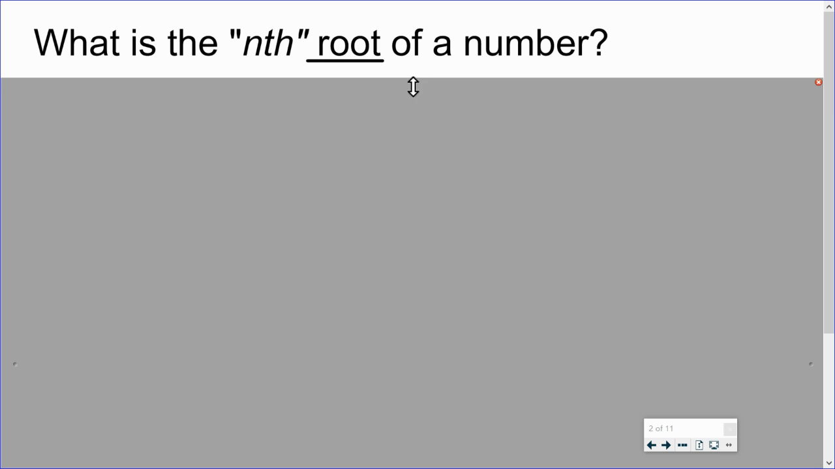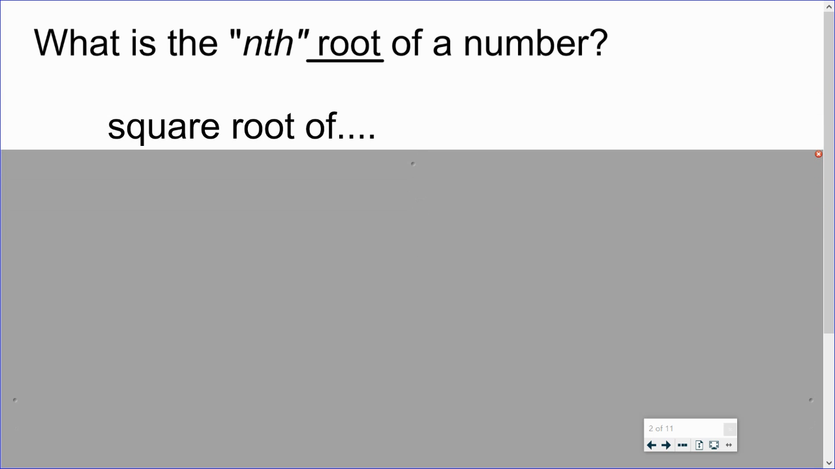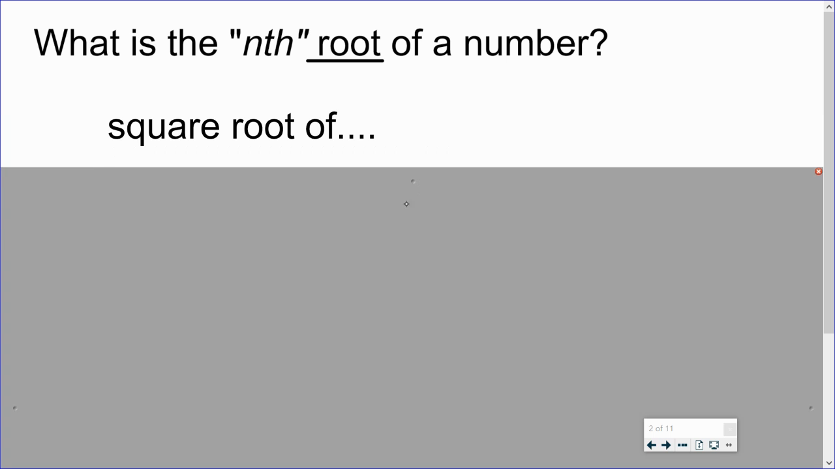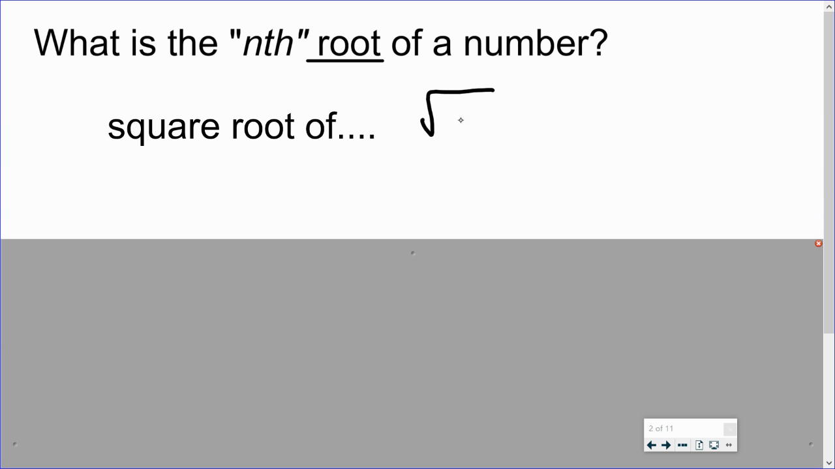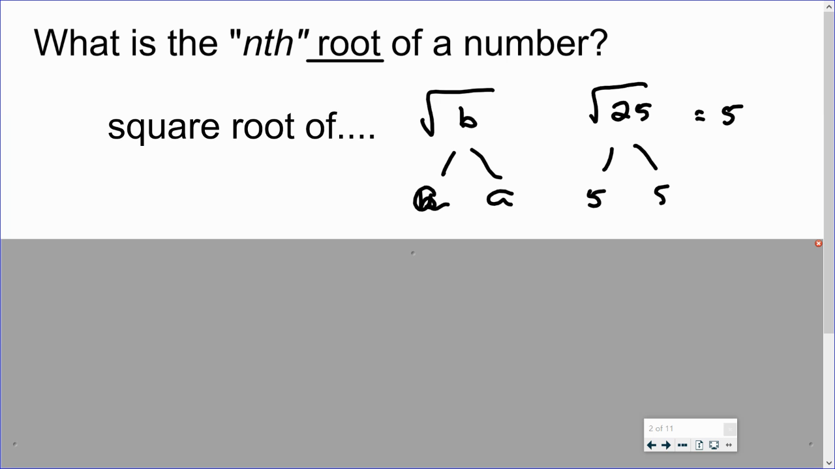So if I have, for instance, the square root of b, I'm looking for what number times itself, let's say a times a, equals b. So it's going to be two numbers multiplied to make that. For instance, if I take the square root of 25, that's 5 times 5, so this is equal to 5. Some number multiplied by itself to make that.